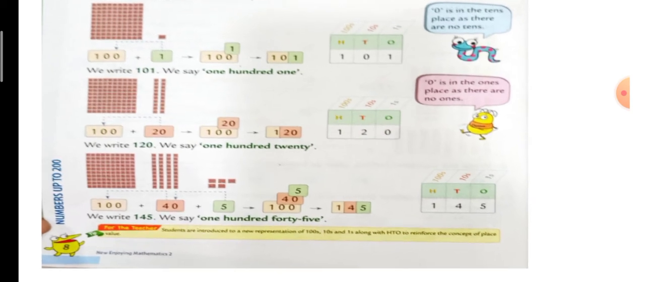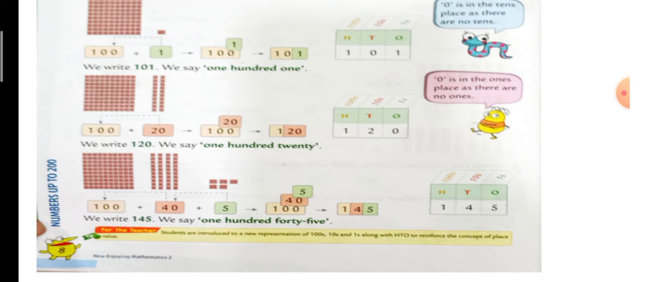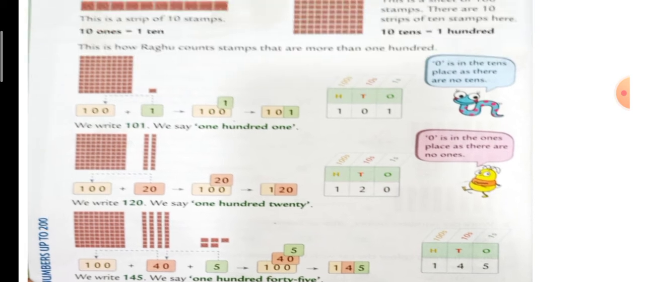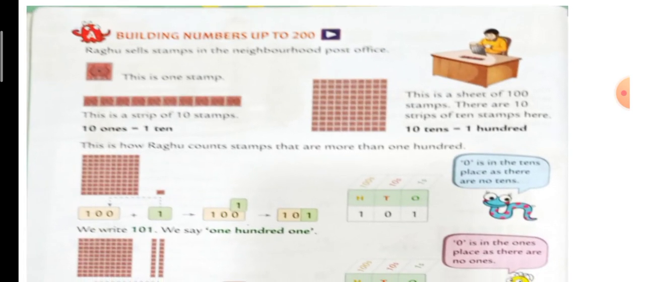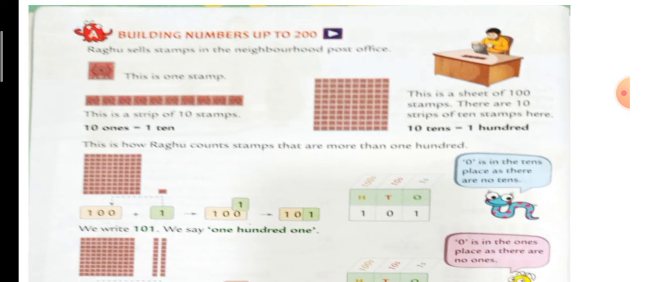When we see a big square, we say it is 100. When we see one very small square, it is ones. And when we have a rectangular strip, it is a strip of 10. Okay, so here it says Raghu sells stamps in the neighborhood post office. This is one stamp. This is a strip of 10. Now see, this is one stamp.